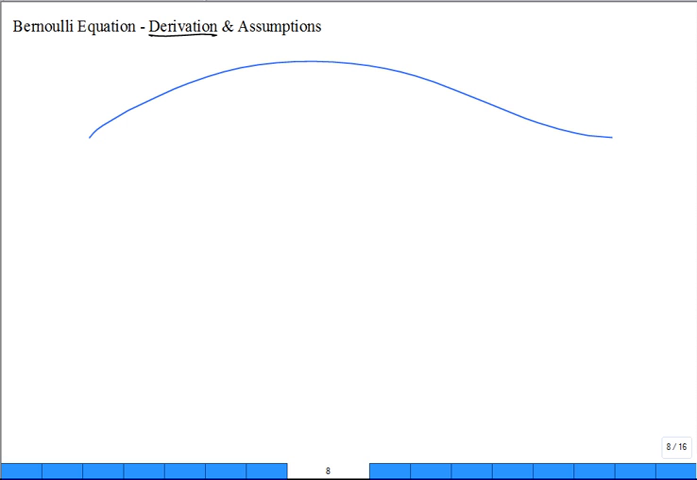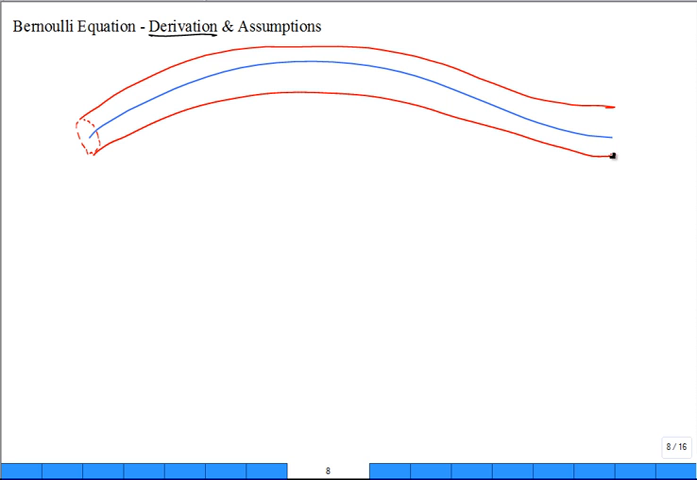So you put a bunch of streamlines that make the tube that goes around, and now we have a control volume. And you could let that control volume get really, really small around that streamline of interest. Okay? So if that's the control volume, we now write our conservation of energy statement.